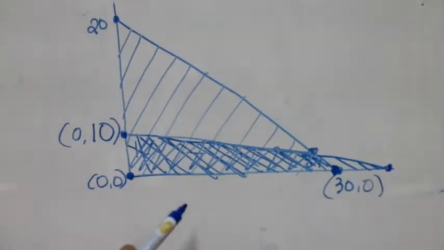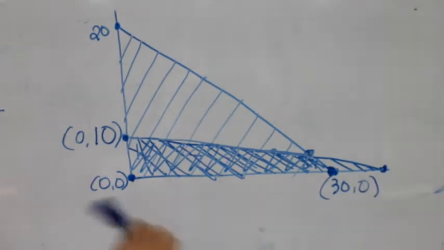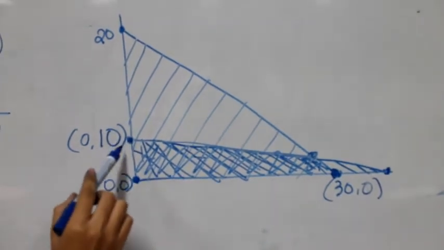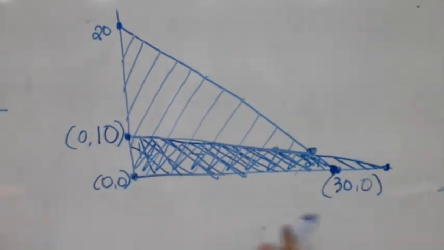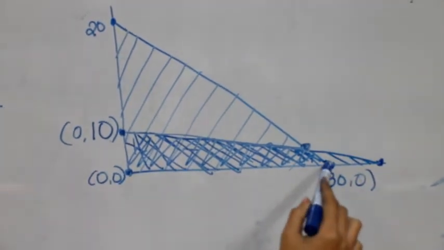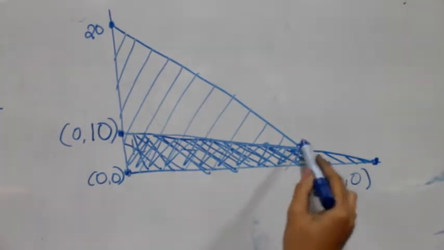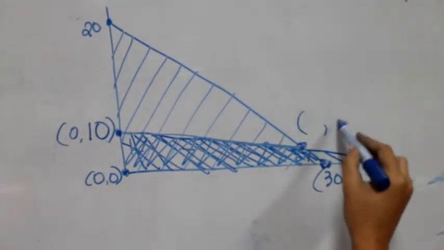So we now use the corner point method. So here, which is 0 and 10, this point is 0, 0. This point is 30 and 0. And then this point, we need to find.